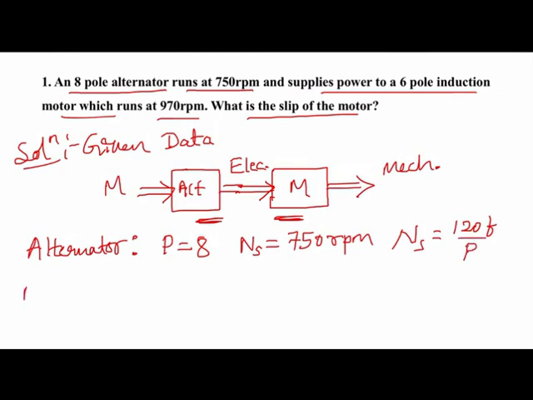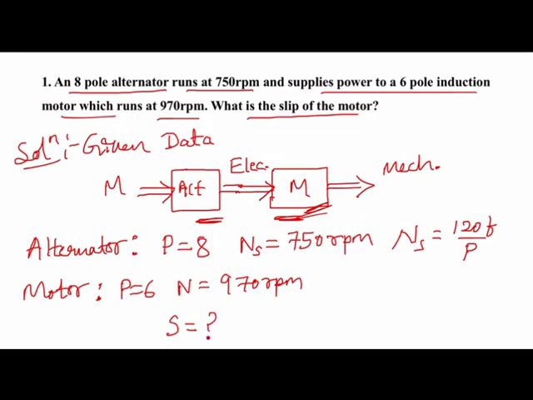For motor, let us write down the data given for motor. For motor, the number of poles are 6, and motor is running at speed of N. Motor speed is N. It is 970 rpm, and the question is we need to find out the slip of the induction motor. Slip. What do you mean by slip?